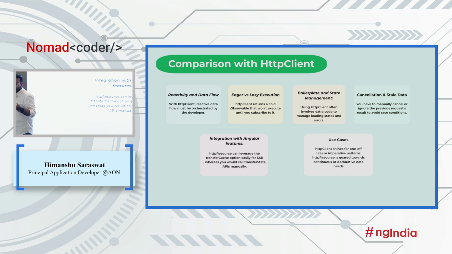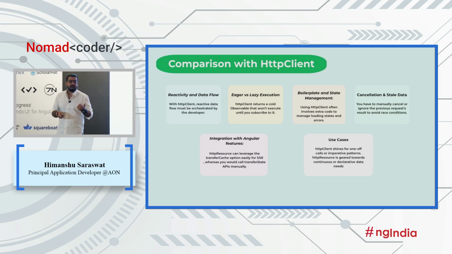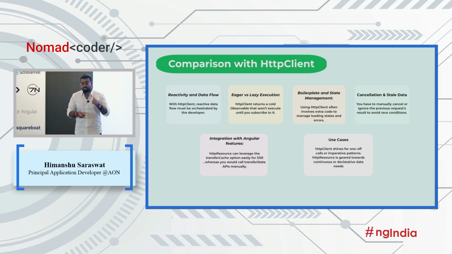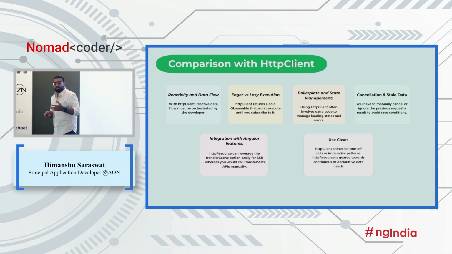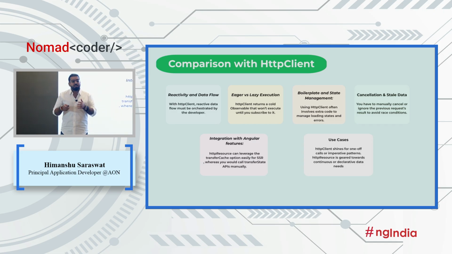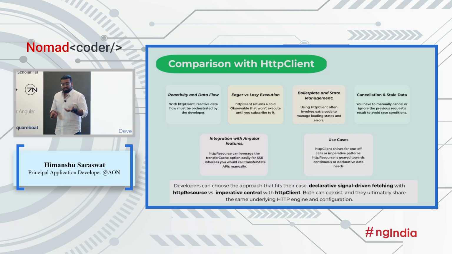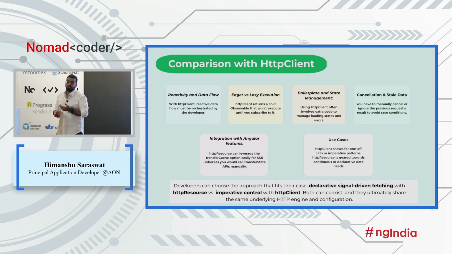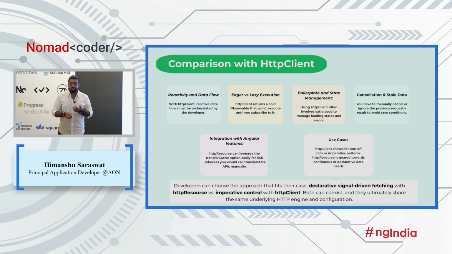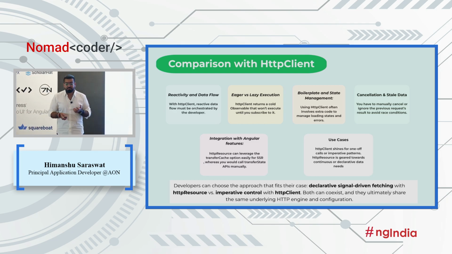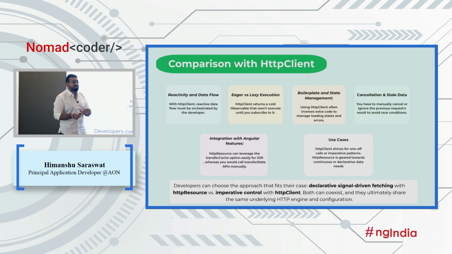HTTP client really shines for one-off calls or imperative patterns, like you want to make an HTTP request on a click of a button. But HTTP resource is geared towards continuous or declarative data needs. You just have to declare this is the sort of data that I need, and eventually, Angular is responsible for keeping the state updated. As a developer, you can choose what fits your use case: declarative signal fetching with HTTP resource or imperative control. Both can coexist and both use the same HTTP client.